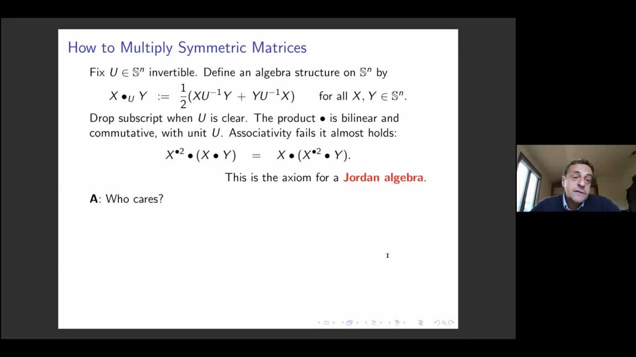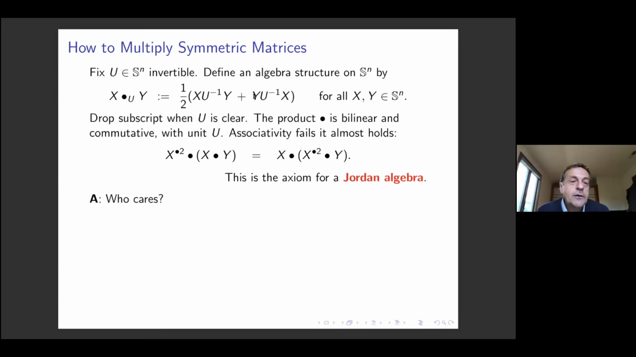And you can do this as follows. Let's fix an invertible matrix U. And then I can define the product of X and Y to be the average of X U inverse Y and Y U inverse X. So this defines an algebra structure on the space of symmetric matrices. And U plays the role of the unit in this algebra structure.